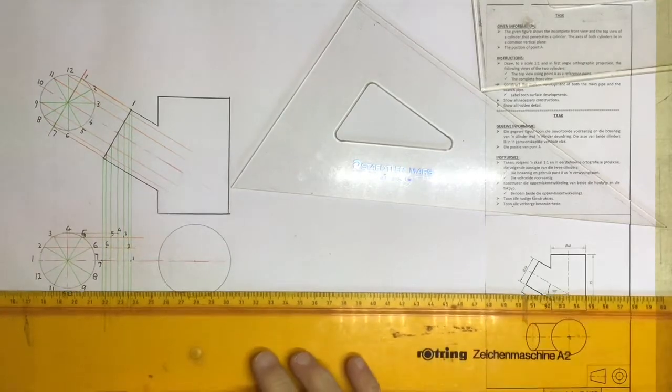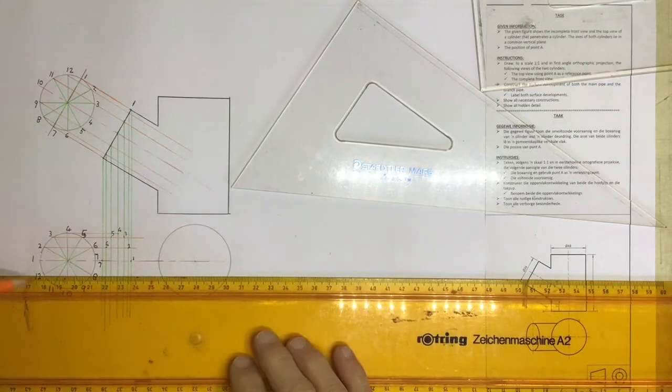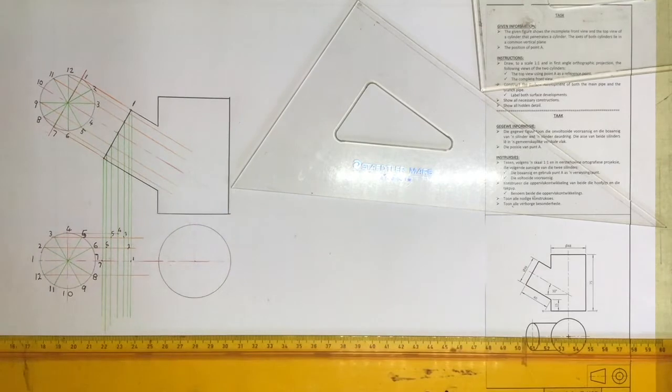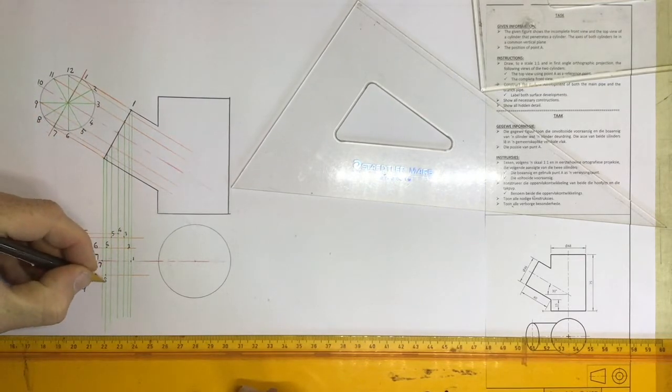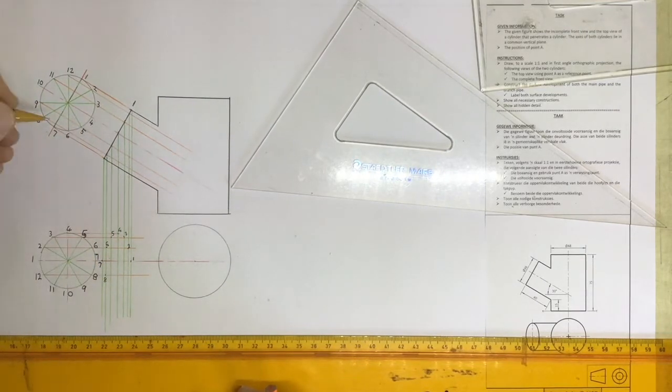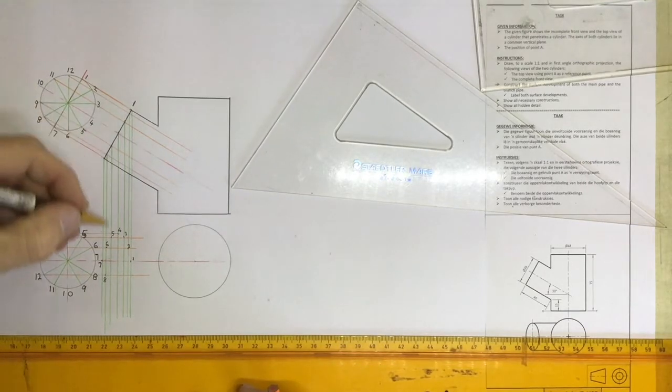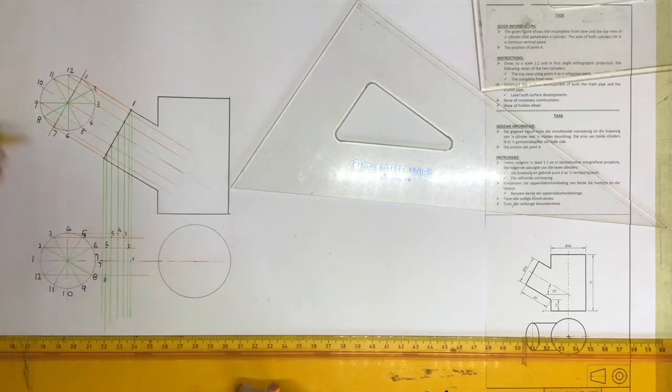Right, once I've got that, same story on this side. Please label these points over here. It's quite important. Number 8, there is number 8. Drop it down. There is number 8. There is number 6. Drop it down. You've got number 6 already.